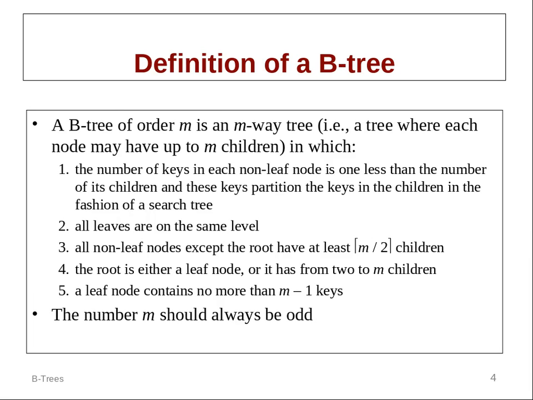Okay, so definition of a B tree. Whew, here we go. We'll say the definition. You'll all be semi-confused, and then we'll do some examples. You got it? Perfect. A B tree of order M is an M-way tree, a tree where each node may have up to M children, in which, and here are the 5 rules. 1, the number of keys in each non-leaf node is 1 less than the number of its children, and these keys partition the keys into children in the fashion of a search tree.